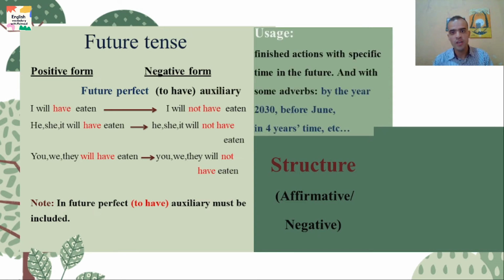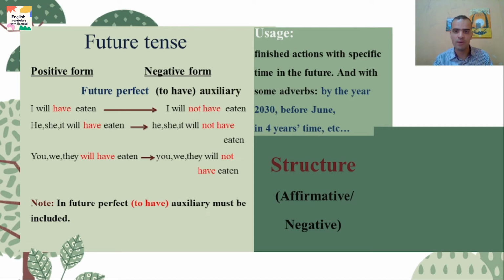So usage. We use the future perfect with finished actions with a specific time in the future. So what does that mean? They are finished actions with a specific time in the future. So there will be actions that will be finished in the future. Okay, so we will talk. I mean, it's like talking about an action that will finish at this specific time in the future.